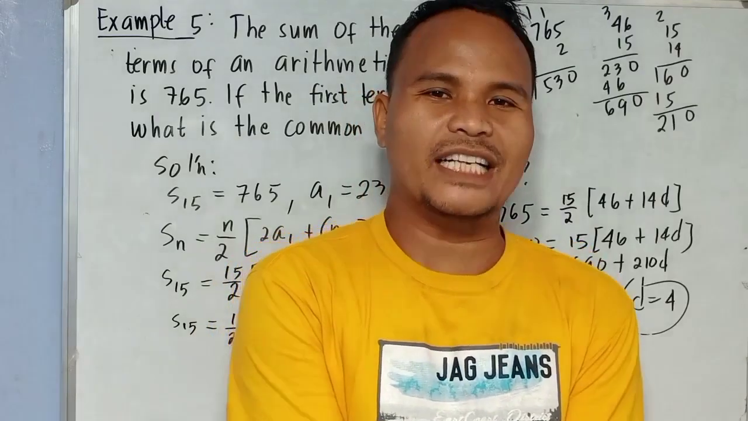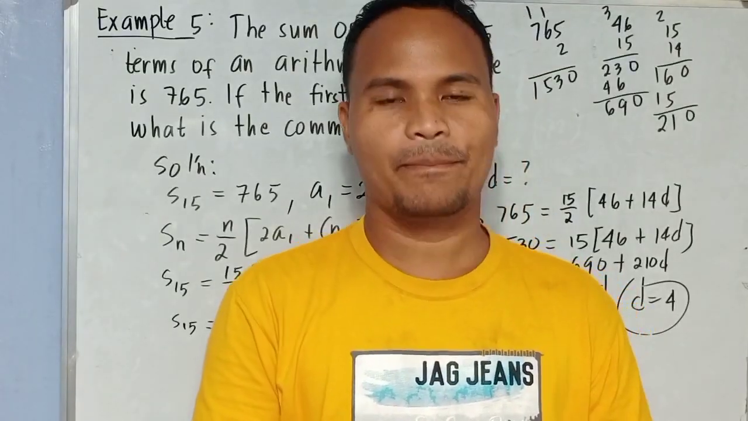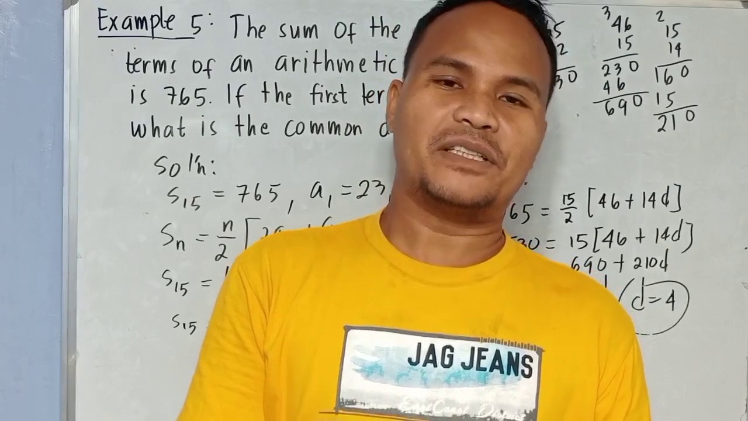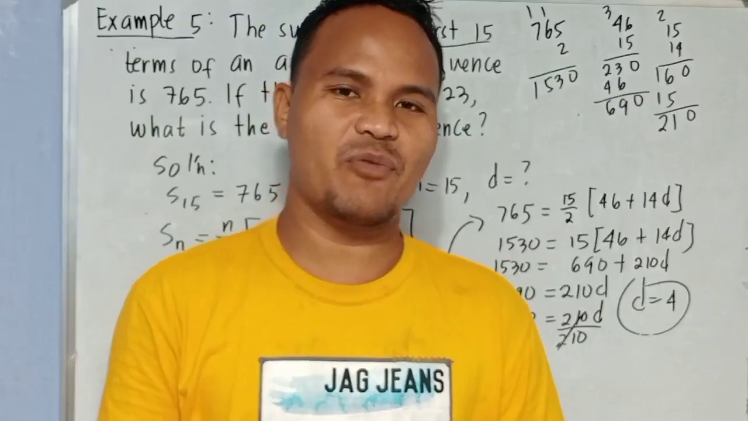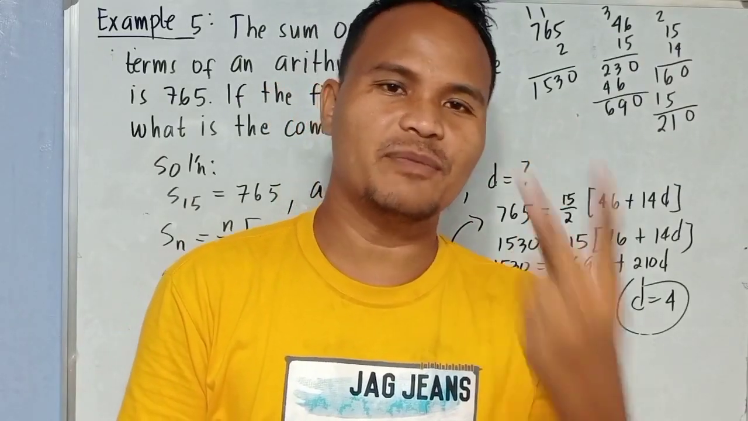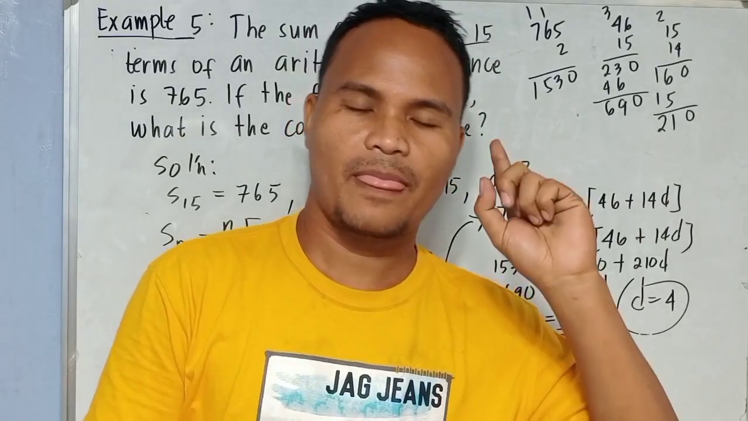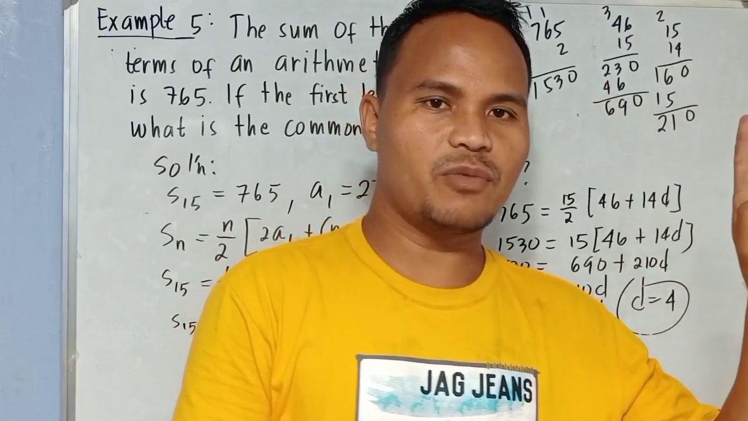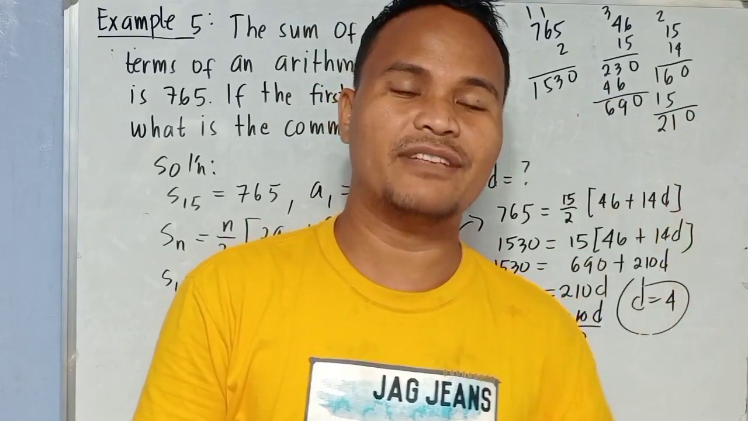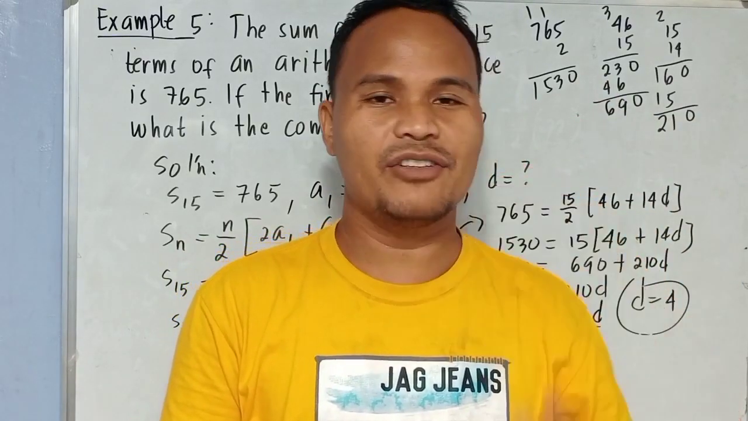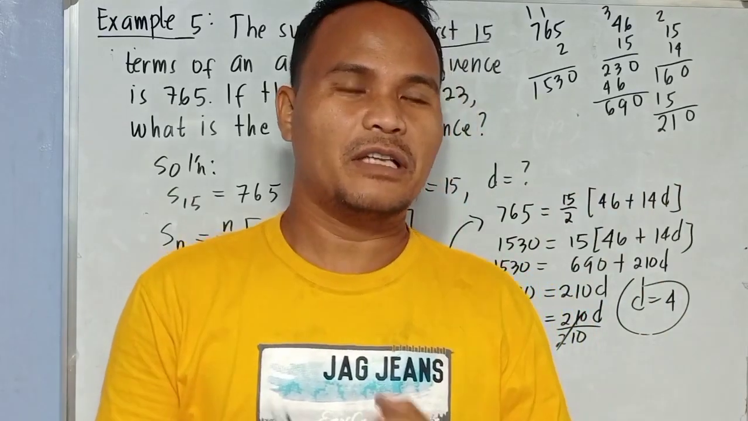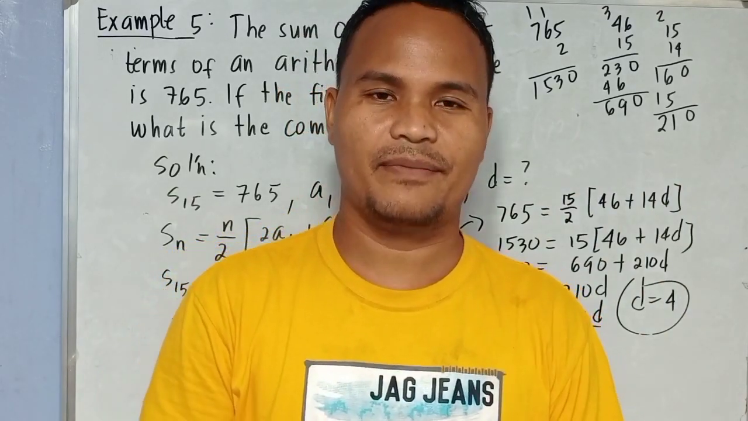That is how we are going to find the sum of the terms in an arithmetic sequence. So there are two formulas that we are going to use. It's either of the two. So we can use the first one if the first and the last term are given. And we can use the second formula if the last term is not given.